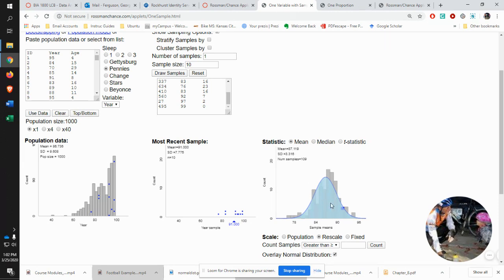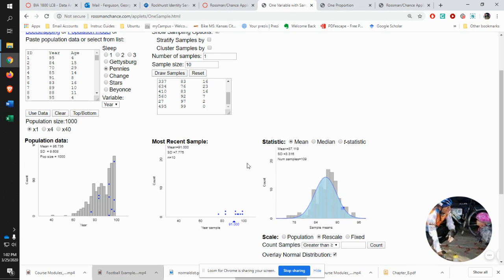Right now, we've pulled 109 samples out of that population. Each time we pull one, we're getting a mean, or average, of 1987, which is close to the population mean of 86.7. The more we do, the closer that mean is going to get to the population. Right now, the standard deviation is 3 years.